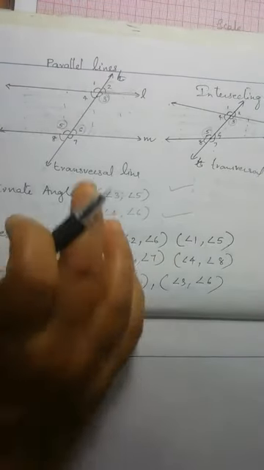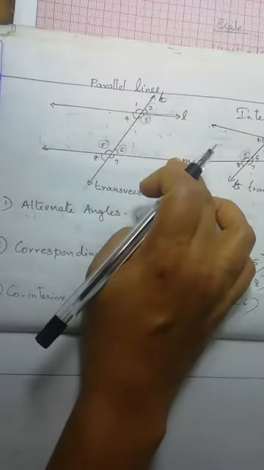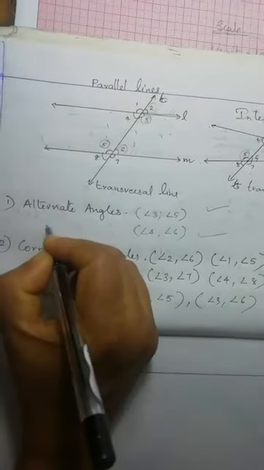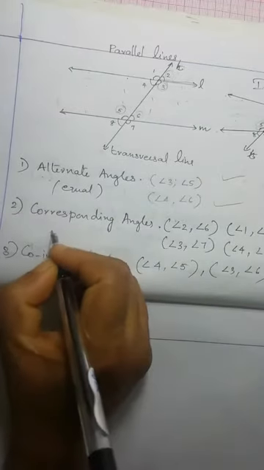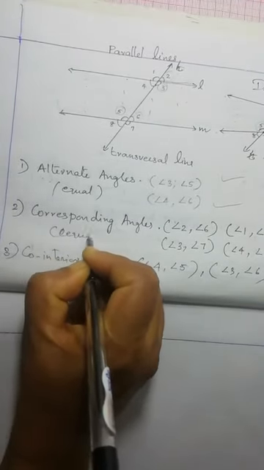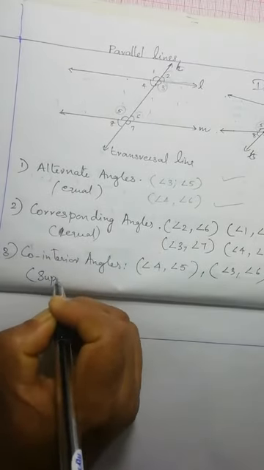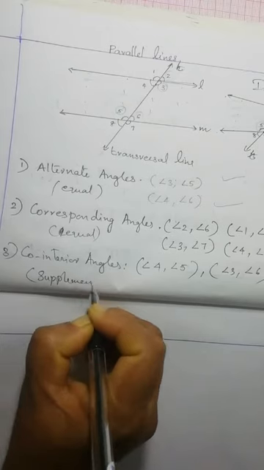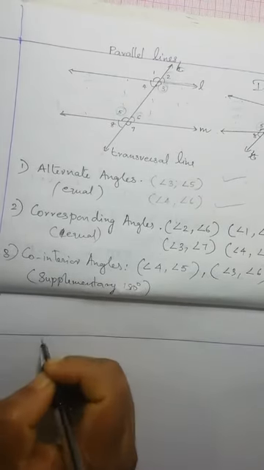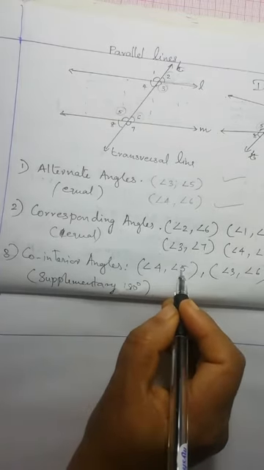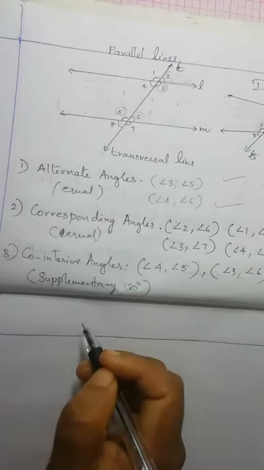And in the case of parallel lines, we can say that if these two lines are parallel, alternate angles are equal, corresponding angles are equal, and co-interior angles are supplementary. Supplementary means what? Angles sum is equal to 180 degrees. When we are adding these two angles, you will get 180. Adding this angle, we are getting 180.